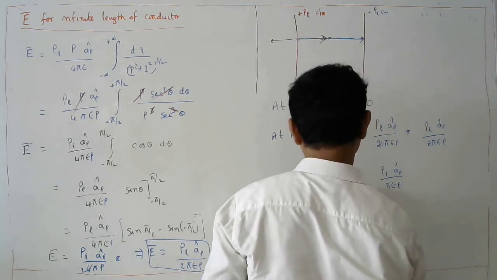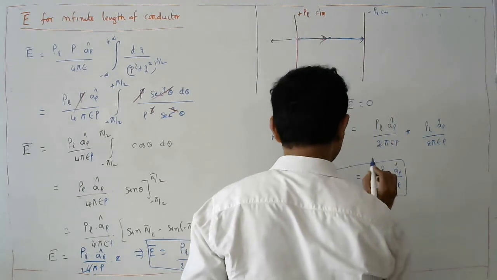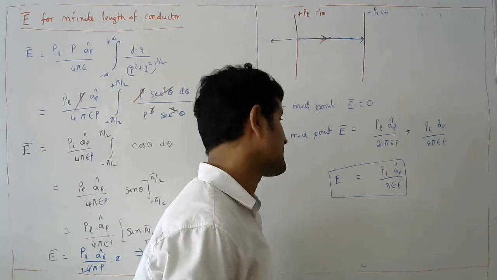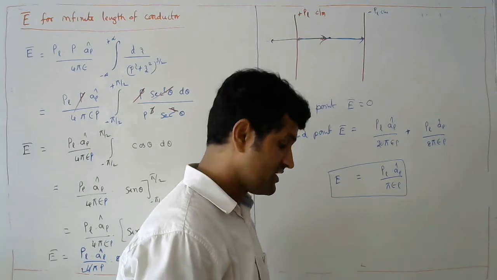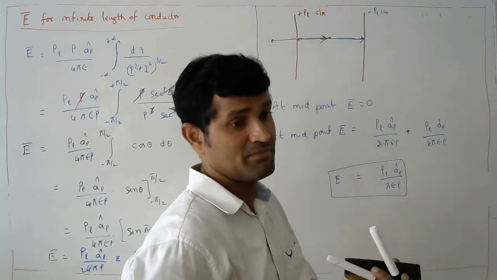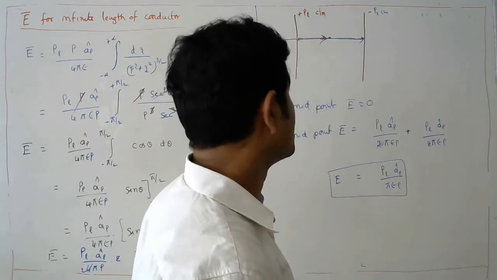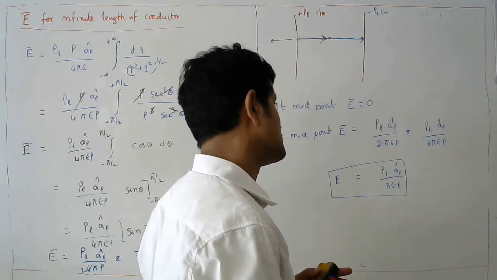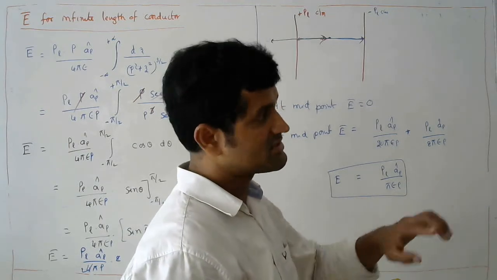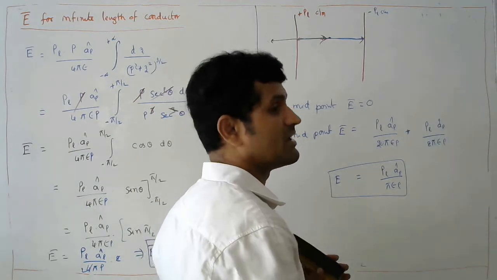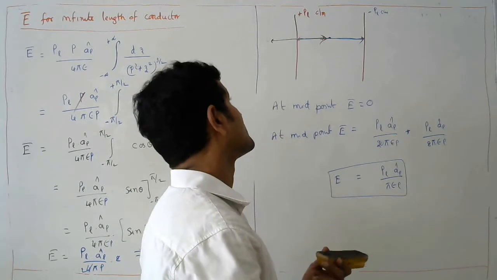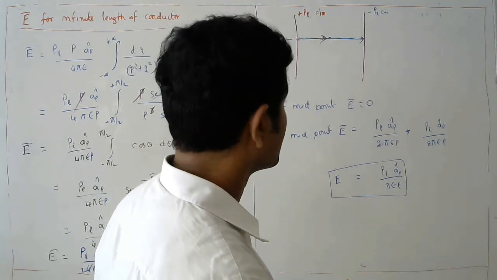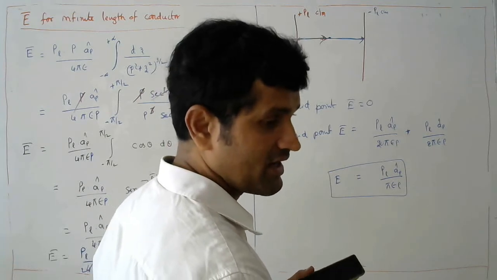This is the expression for electric field intensity if two current carrying conductors are having different currents. If two conductors have different currents, the electric field intensity between them at the midpoint is very high. If two conductors have the same polarity of charge densities, one carrying current in the same direction and the other also carrying current in the same direction, then at the midpoint the electric field intensity is 0. That is the expression for electric field intensity for an infinite length of conductor.